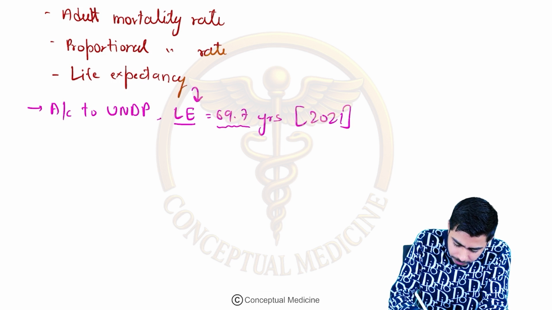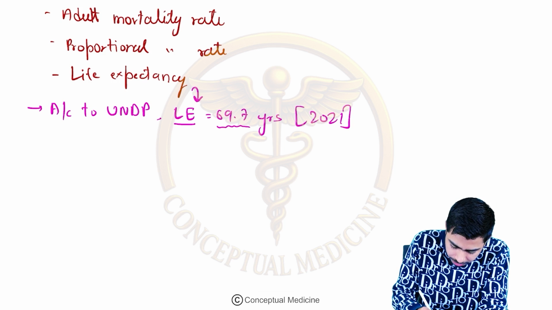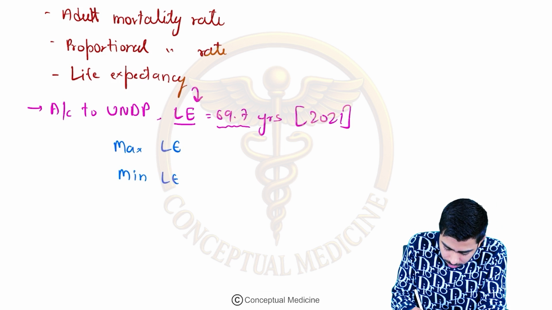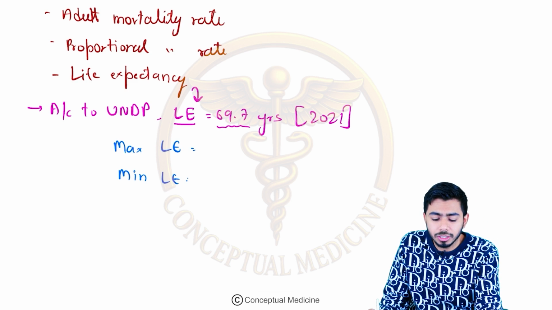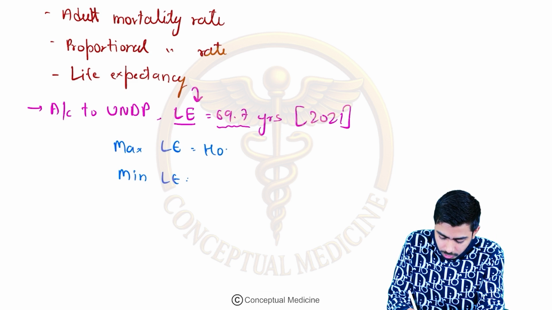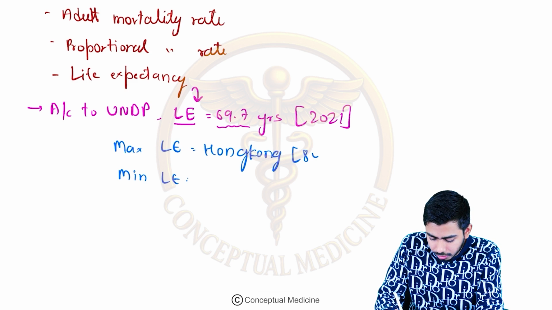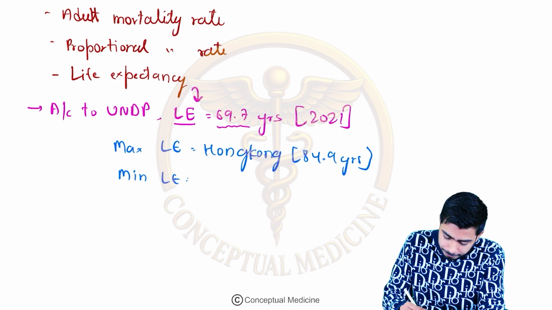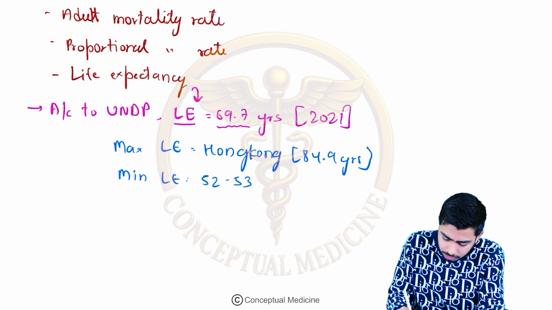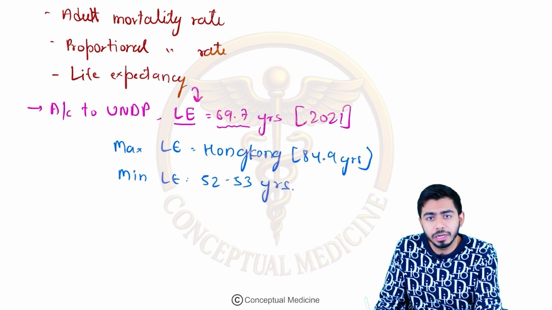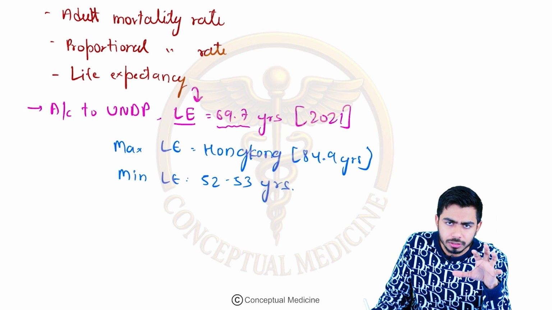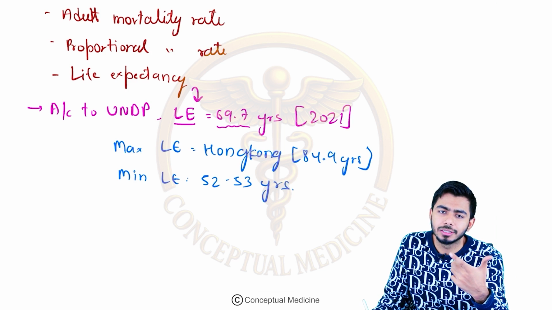Okay, maximum life expectancy and minimum life expectancy is seen how much? Maximum is seen in Hong Kong, and it is around 84.9 years, around 85 years. That is very much, right? And 52 to 53 years is the minimum life expectancy. Now, next point: mortality indicators are done. They are telling you about the death. These are the death indicators.